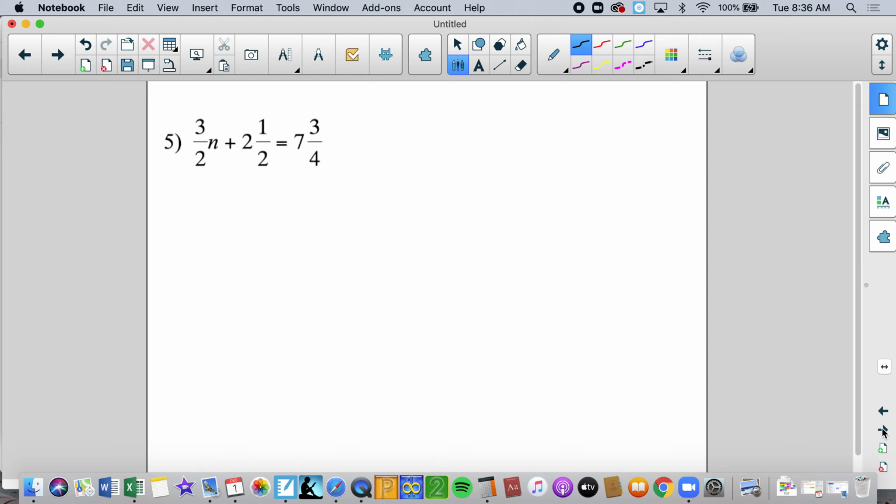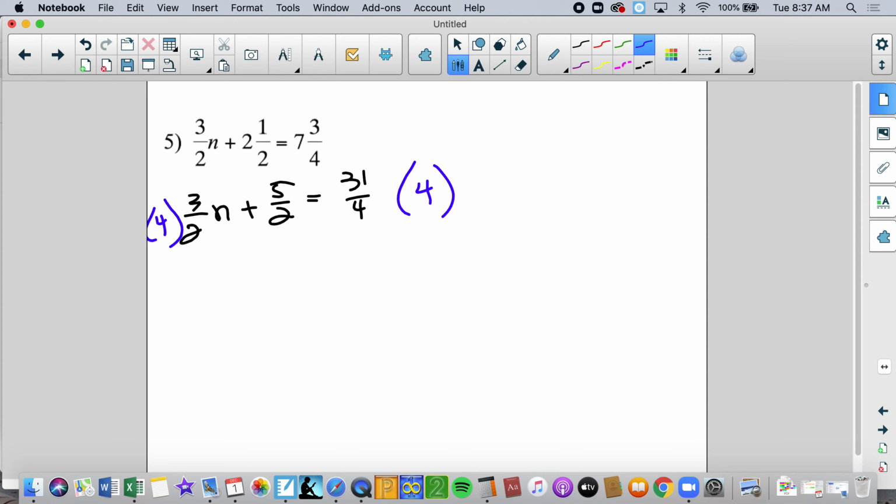Let's convert to improper. So that's 3/2 n plus 5/2 equals 31/4. We look at the denominators, 2, 2, and 4. My LCM is 4. In 8th grade, you should know what LCM is and how to get LCMs. So we have 4 times 3/2 n plus 4 times 5/2 equals 4 times 31/4.